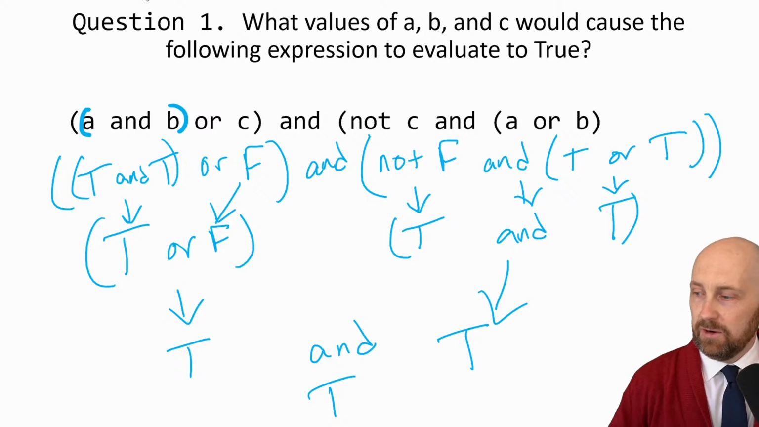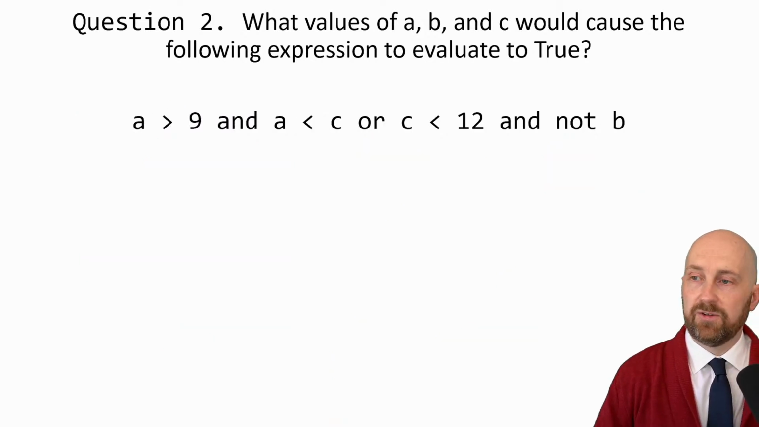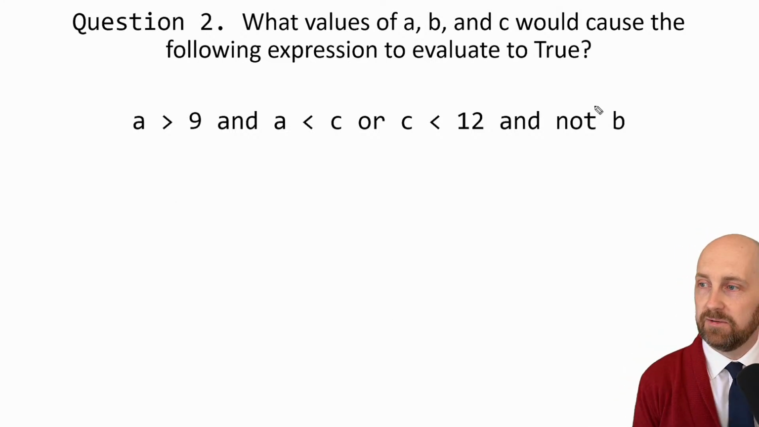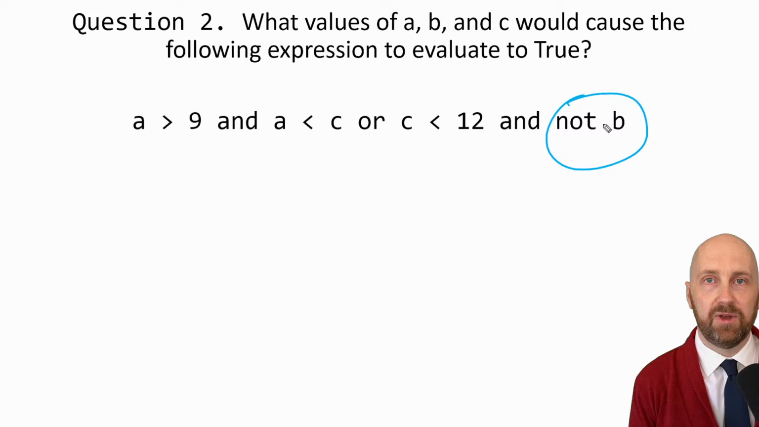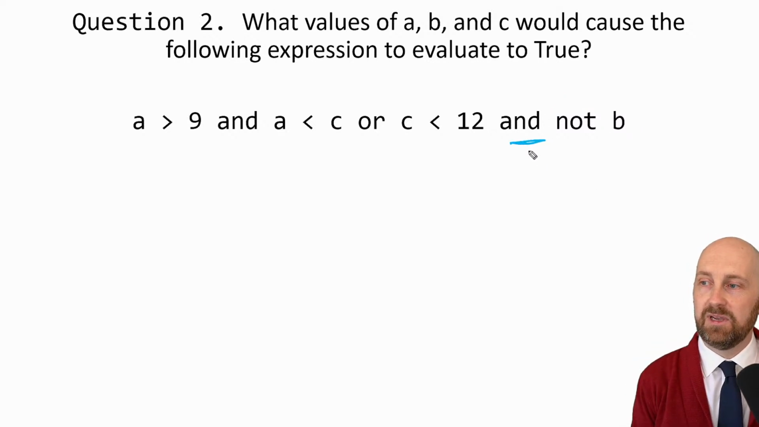So the second question involved some values that weren't just Booleans. A, B, and C weren't necessarily Booleans, but one of them is. And you all correctly identified that B must be a Boolean. Because it's on the other side of an and, it's going to need to be true in order for this whole thing to be true. So we know that B is going to be true. That's the first thing that we can identify here.